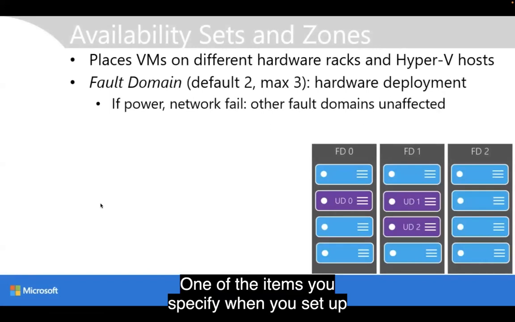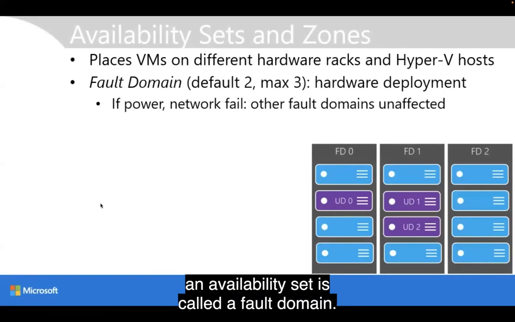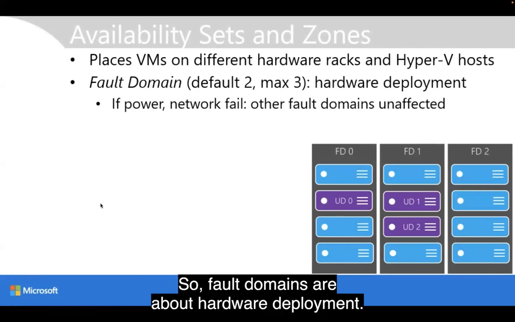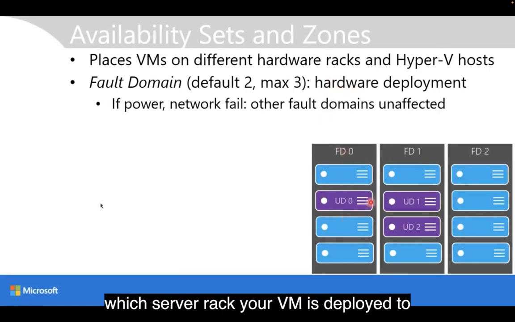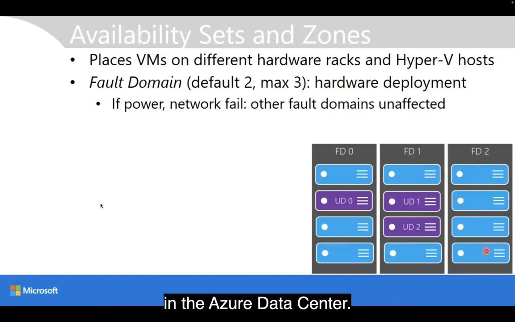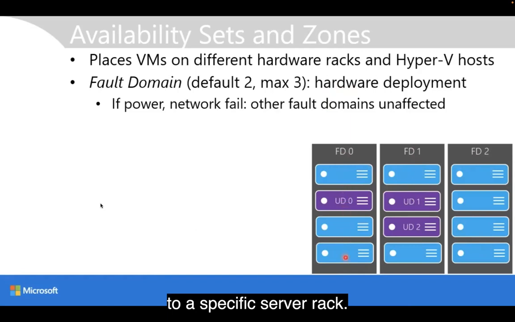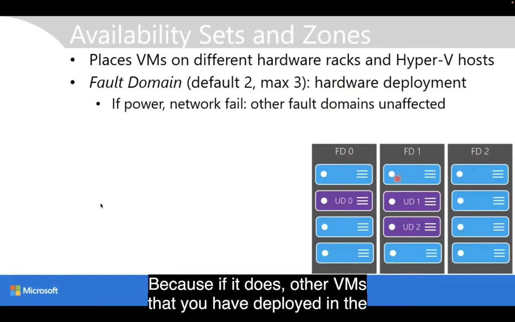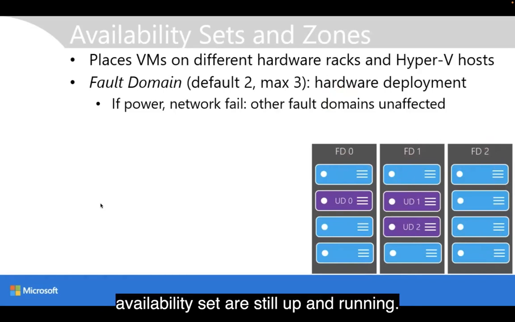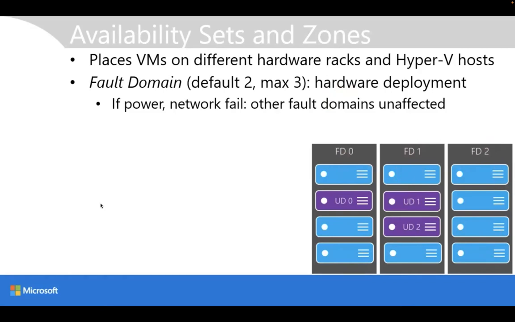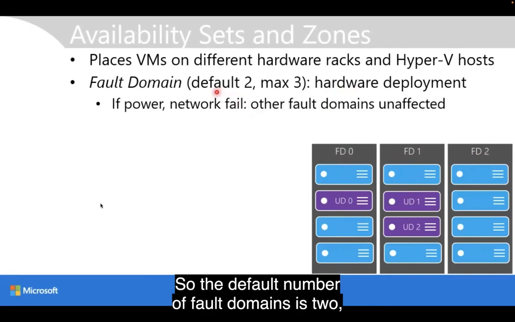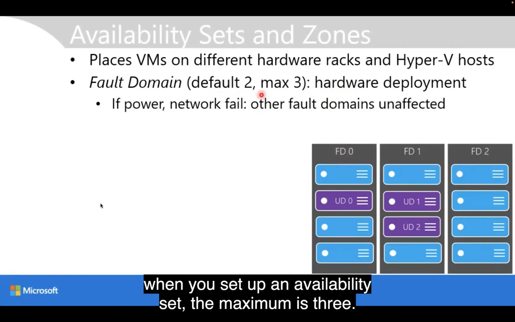One of the items you specify when you set up an availability set is called a fault domain. So fault domains are about hardware deployment. Essentially, you could think of it as which server rack your VM is deployed to in the Azure data center. Obviously, this matters if power or network fails to a specific server rack, because if it does, other VMs that you have deployed in the availability set are still up and running. So the default number of fault domains is 2 when you set up an availability set. The maximum is 3.